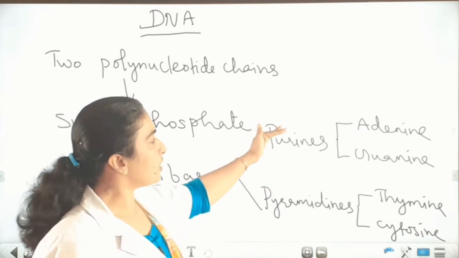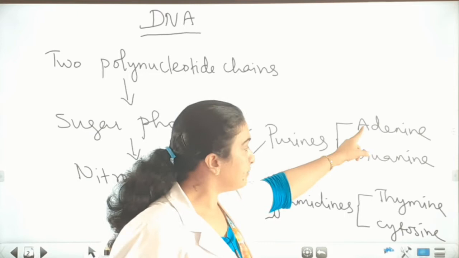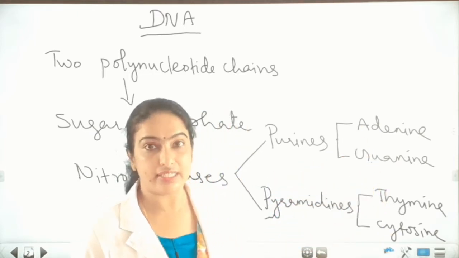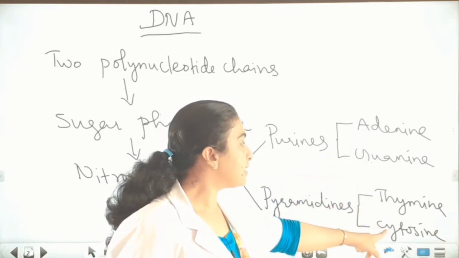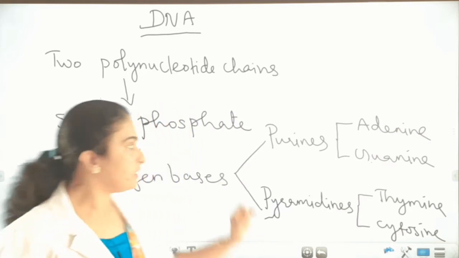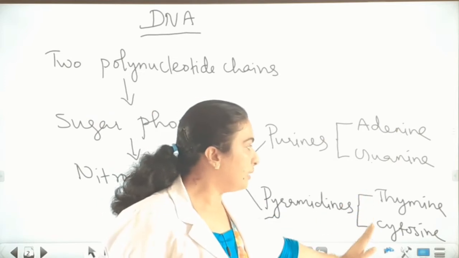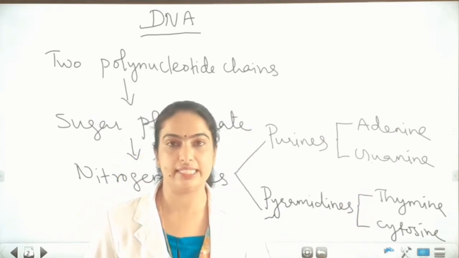And these purines always base pair with the pyrimidines. The adenine base pairs with the thymine and guanine base pairs with the cytosine. In turn, we can say the thymine always base pairs with the adenine and the cytosine always base pairs with the guanine. Okay, so this is in case of DNA. Adenine, guanine, thymine and cytosine are the nitrogen bases that project inside.